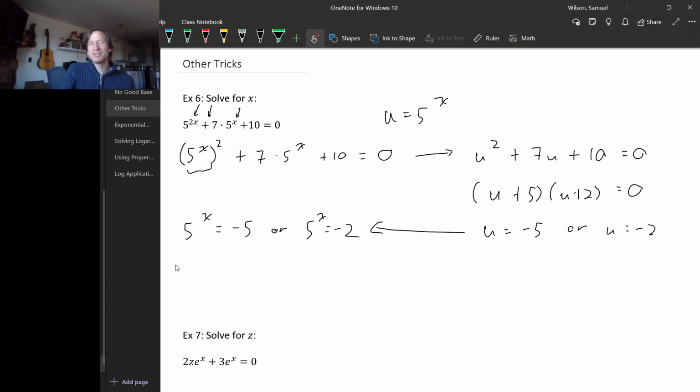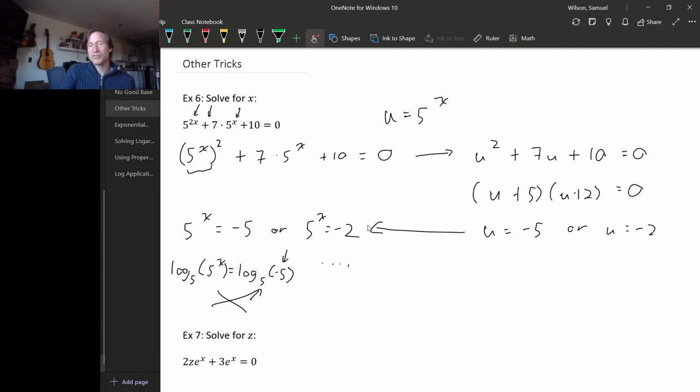Now these two equations, right, if we try to take log base 5 here to solve these equations, we're going to get this. Log base 5 of 5 to the x is log base 5 of negative 5. And then something similar over here. But log base 5 of negative 5, remember the domain of the logarithms is positive numbers. So there is no logarithm of negative 5. So this doesn't have any solutions.